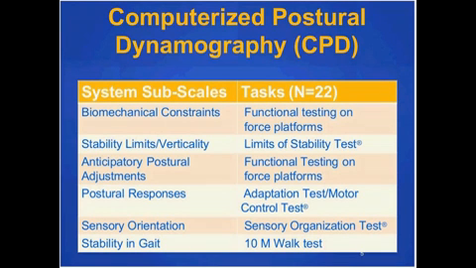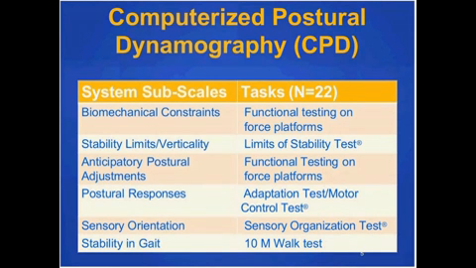Sensory orientation can be very nicely assessed by using the sensory organization test, which allows us to look at both the combined contributions of the visual, somatosensory, and vestibular system, and each of the contributions of the visual, somatosensory, and vestibular conditions.